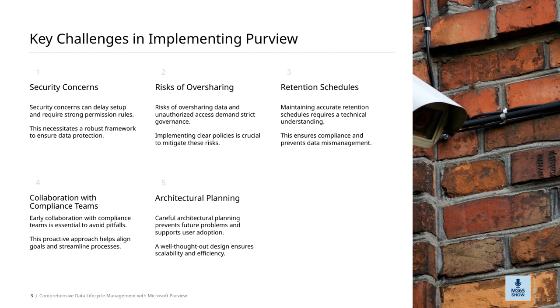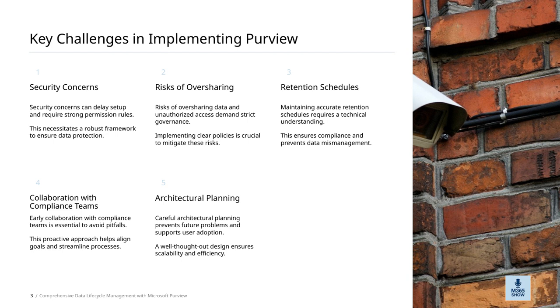When it comes to retention schedules, maintaining accuracy is vital. This requires a good technical understanding of how data should be retained and disposed of, which helps us stay compliant and avoid risks associated with data mismanagement. We also need to address risks related to oversharing data and unauthorized access. Implementing clear governance policies is crucial here. It's about setting boundaries and making sure everyone understands what's acceptable to prevent any data leaks.